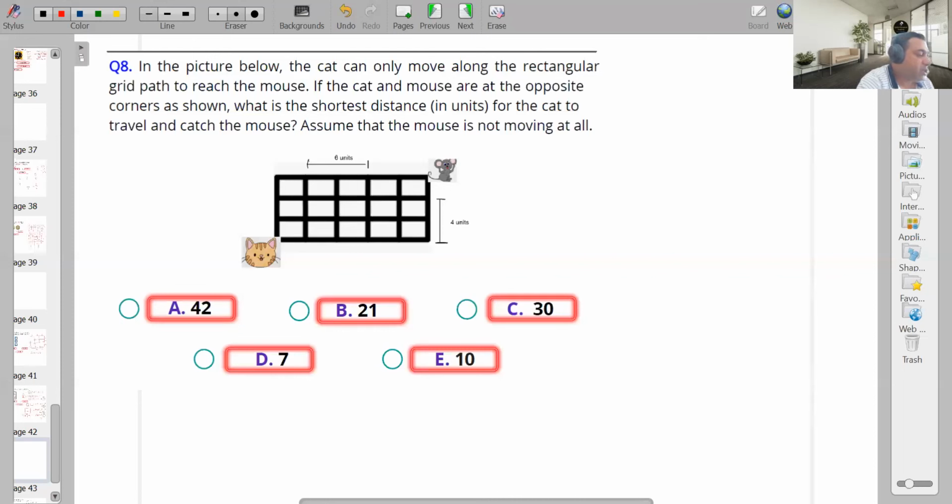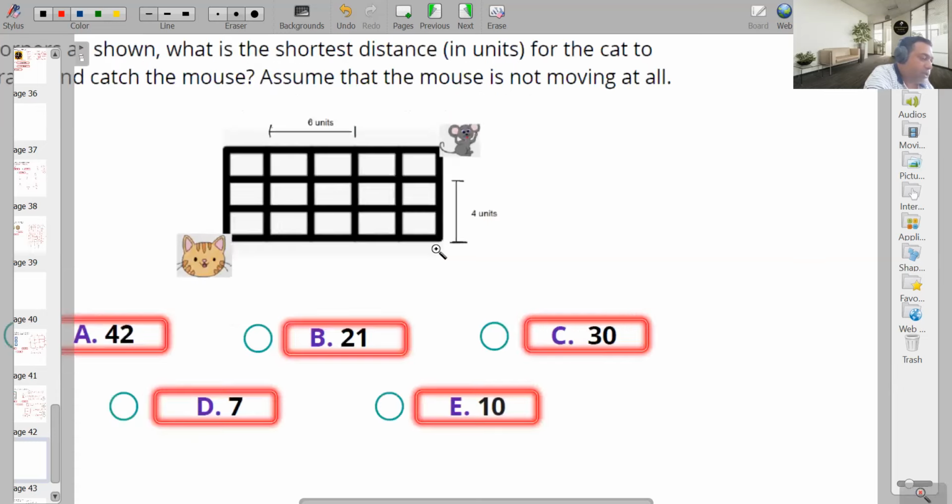All right, so very interesting question. In the picture below, the cat can only move along the rectangular grid path to reach the mouse. If the cat and mouse are at the opposite corners as shown, what is the shortest distance in units for the cat to travel to and catch the mouse? Assume that the mouse is not moving at all. Right? So let's make the diagram a little larger.